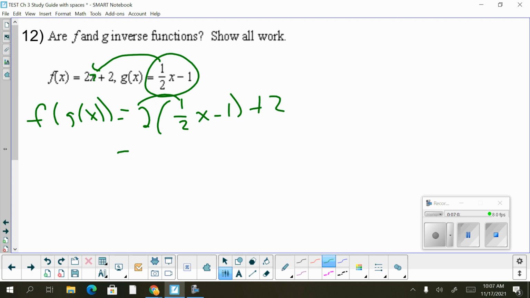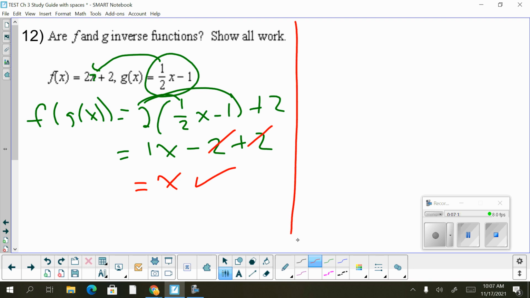When I distribute my 2, I'll get 1x. When I distribute my 2, I'll get negative 2. Then I'll have a plus 2. Notice these go away, and I'm left with an x. So that's good. The first direction works.